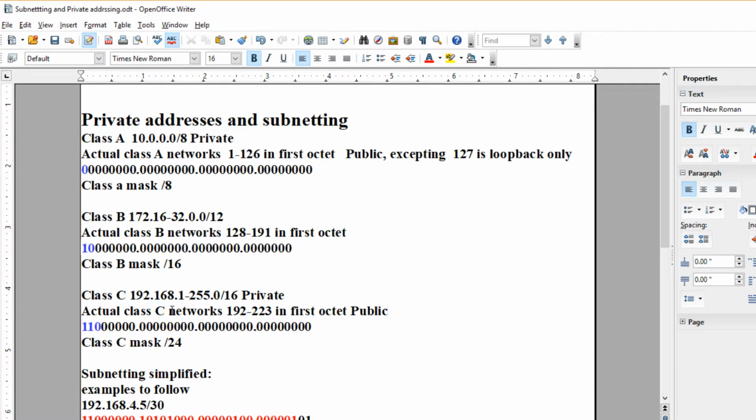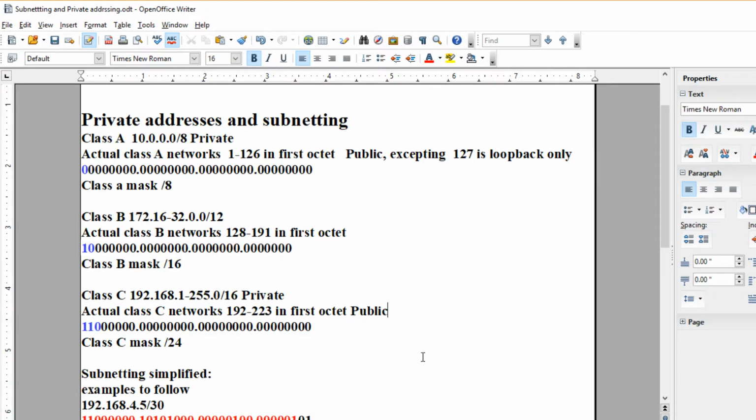And for a Class C address to be on the public internet, you're going to see the first octet being 192 through 223. And if we look at the binary math, they'll have a leading 110 for these first three bits. And then the rest of the bits can be whatever within this range if it's going to be on the public internet.